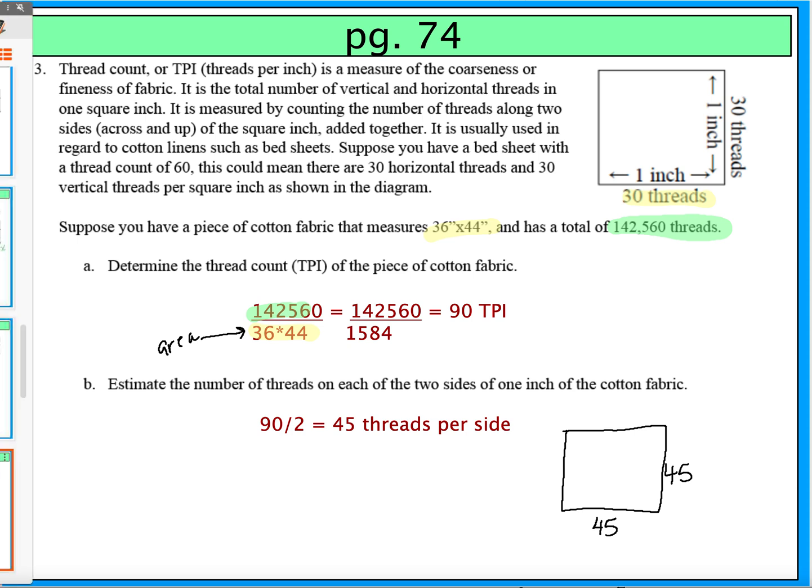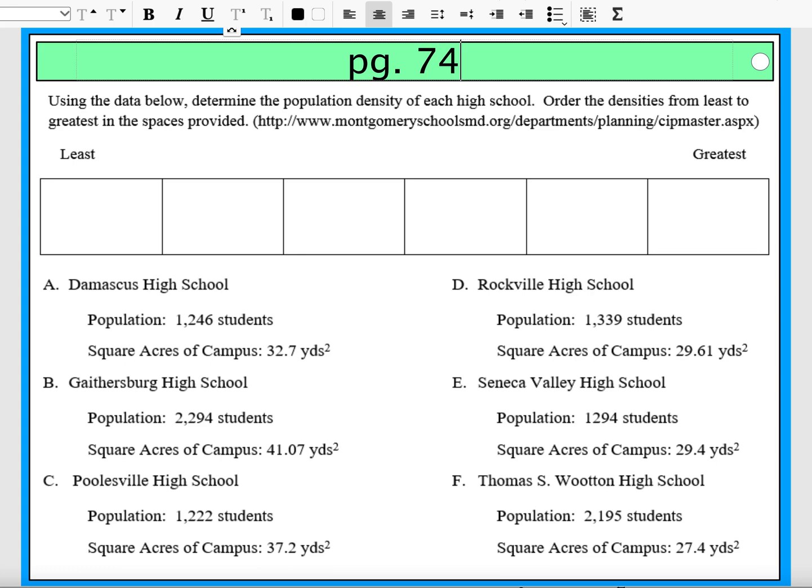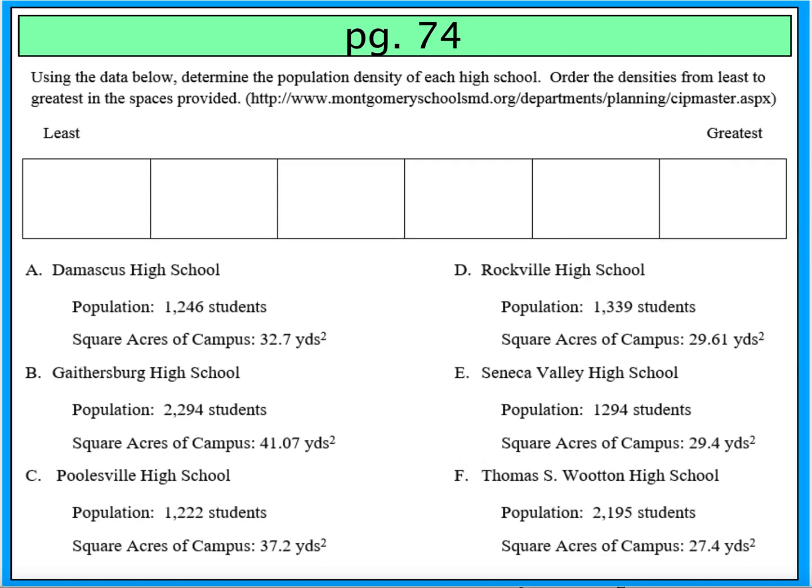Okay. All right. So last but not least, we have page 74. I'd like you to go ahead and determine the different population densities of each of these different high schools. And again, this was from a few years ago, so these populations could have changed. I'm trying to see if I know any of them offhand, and I don't think I do. So, all right, you're going to do population divided by square miles, or square acres, basically, yards squared.